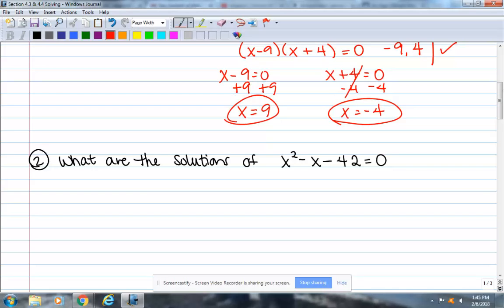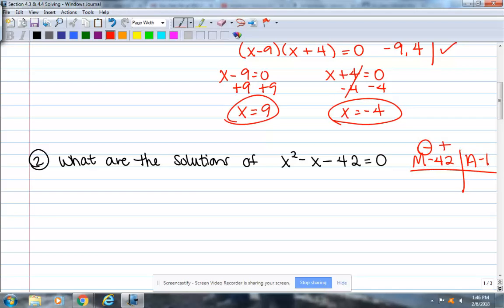How many terms do we have? 3. So make a table. This time I need 2 numbers that multiply to get -42 and add to get -1. So we need a negative and a positive, and this time the bigger one's negative because it adds to get a negative 1.